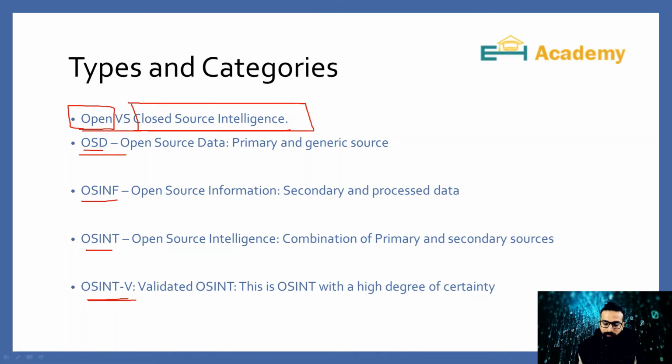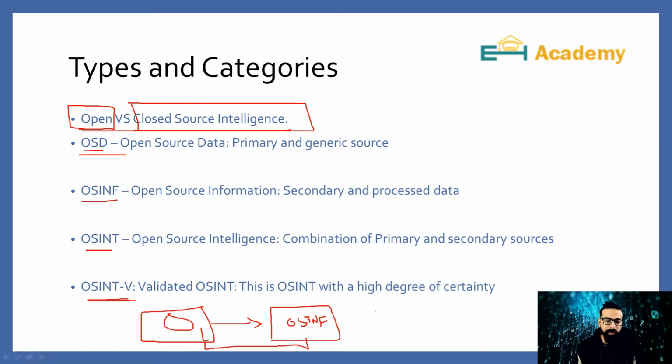So again, if I summarize, the first one is OSD, which is the primary source, for example, satellite images. And then we have open source information, OSINF, which is the secondary source. It means that someone has analyzed this information, for example, and wrote a book. So this is the secondary source, which obviously refers to the primary source as well. And then we have OSINT, which is open source intelligence. And then we have validated OSINT with high certainty, or with a verified source.